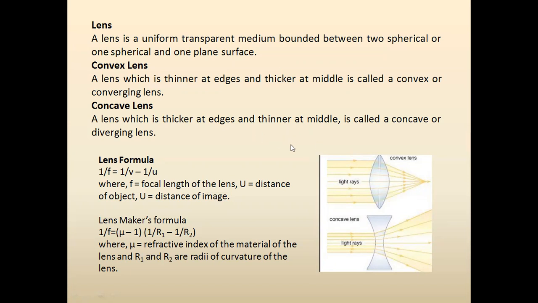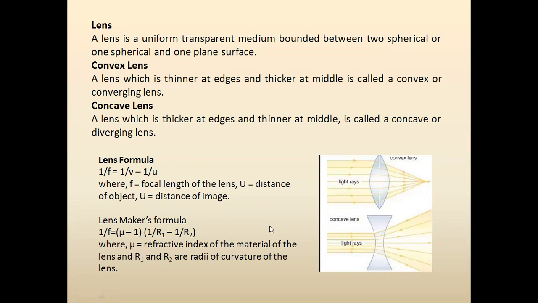The convex lens is also called the converging lens. Why? Because parallel rays of light are converged at a point by the convex lens. Instead, in the concave lens, the parallel light is diverged. So it is also called the diverging lens.